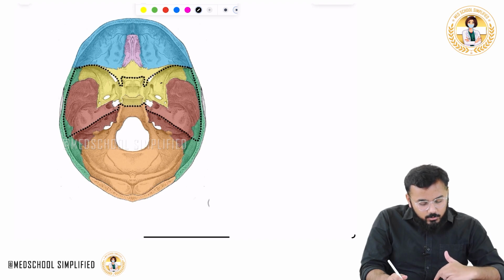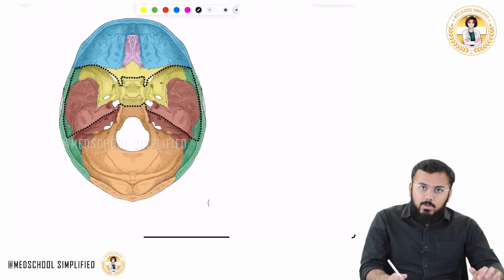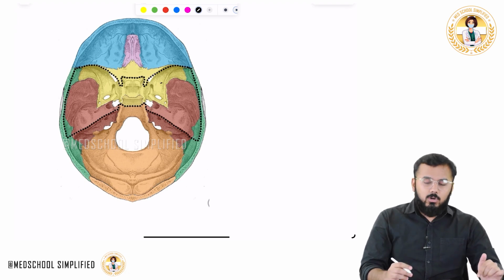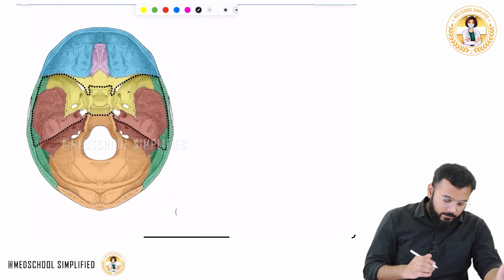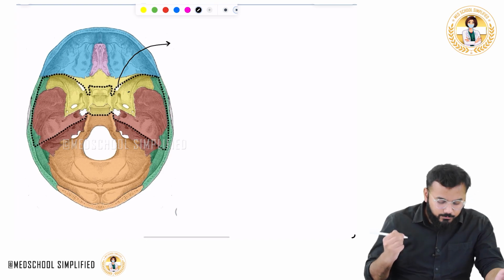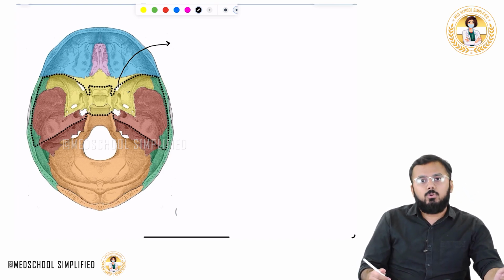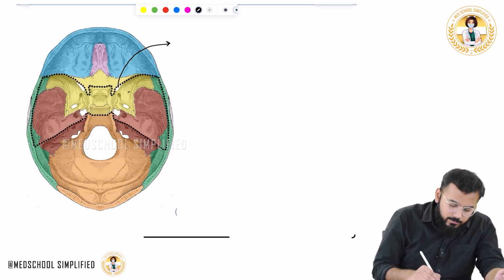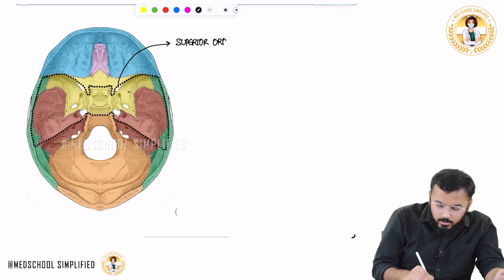Now in the middle cranial fossa, we have quite many openings, quite many foramina. Let us one by one see what are the names of these foramina and what structures are coming out of them. Okay. So the first important thing is this particular foramina over here, which is called the superior orbital fissure.